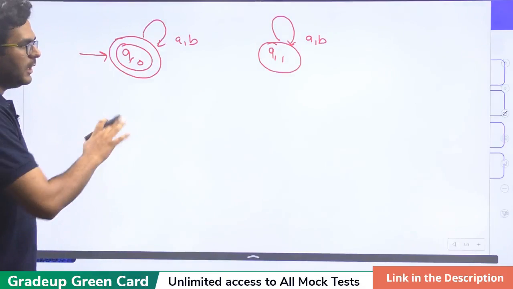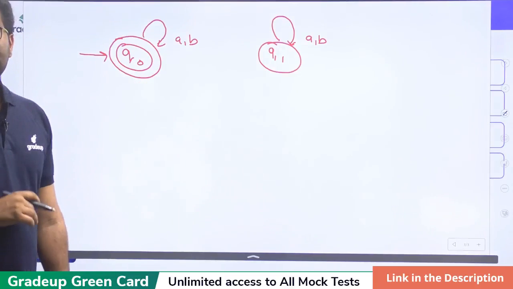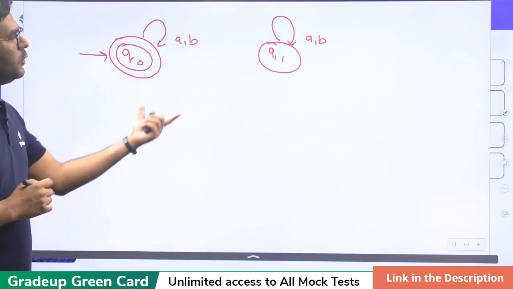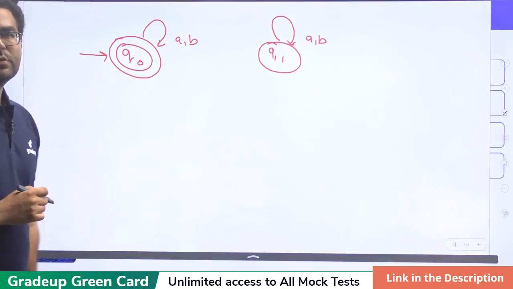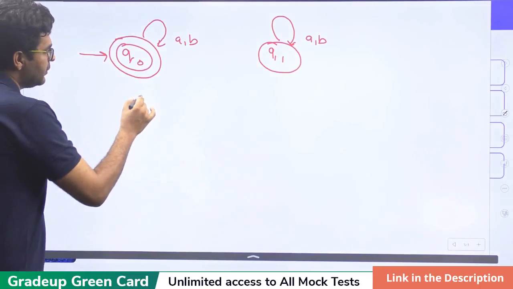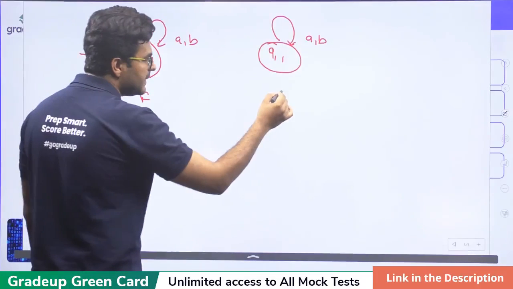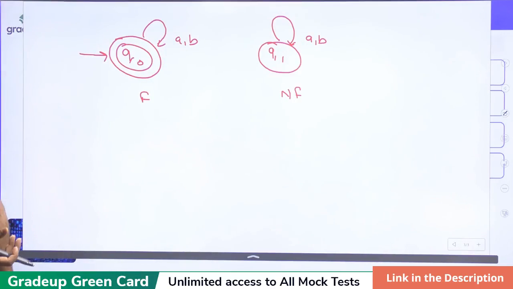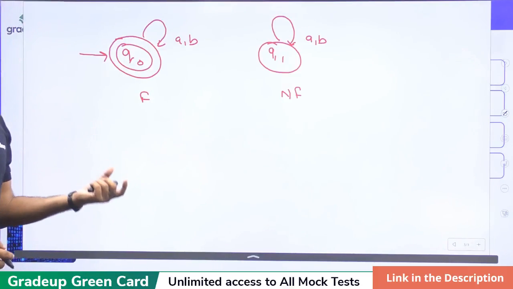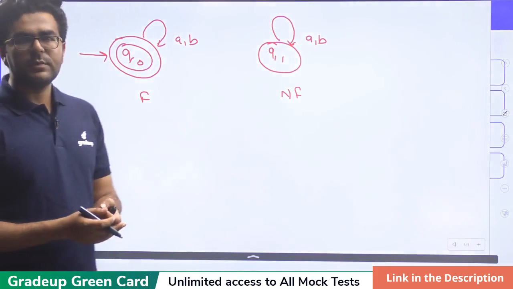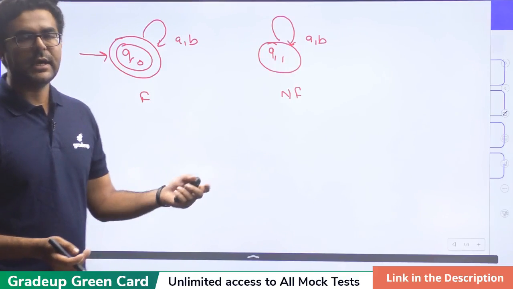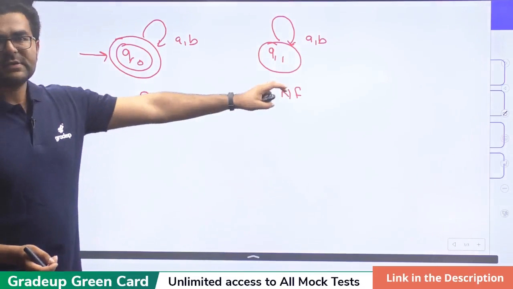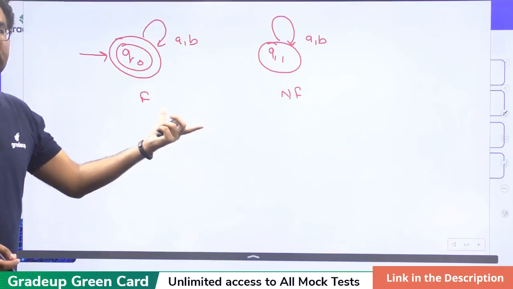Whenever you do something like this, you can't minimize that automata more. It means you should have a final state as well as a non-final state in your minimum automata. We can't minimize it. I'll tell you why. We'll try to solve many problems. And yes, that is an unreachable state, but this is again the minimum automata.